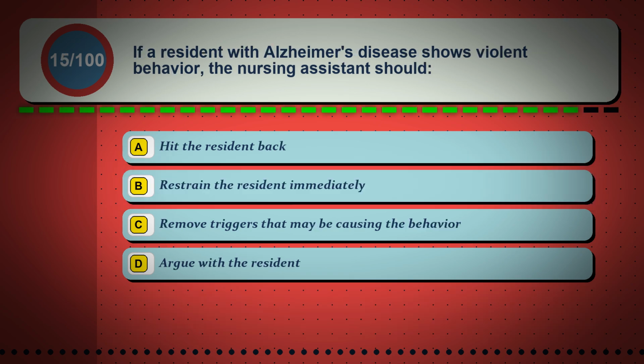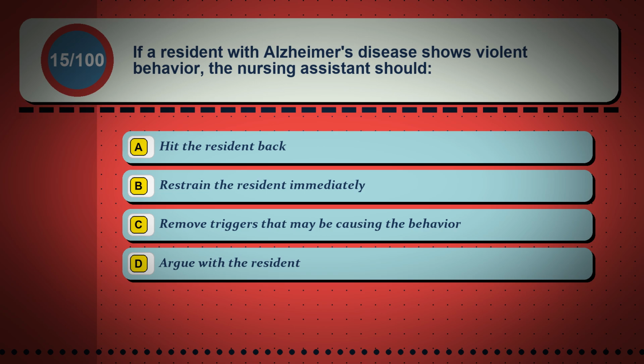Question 15. If a resident with Alzheimer's disease shows violent behavior, the nursing assistant should: Option A, hit the resident back. Option B, restrain the resident immediately. Option C, remove triggers that may be causing the behavior. Option D, argue with the resident.